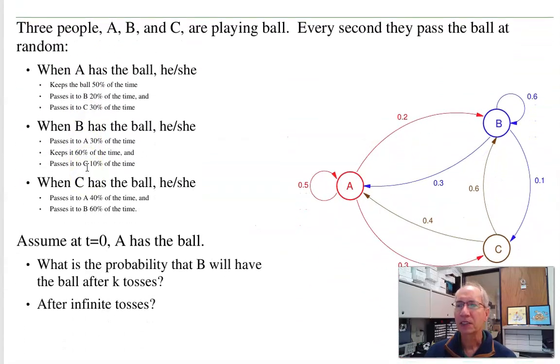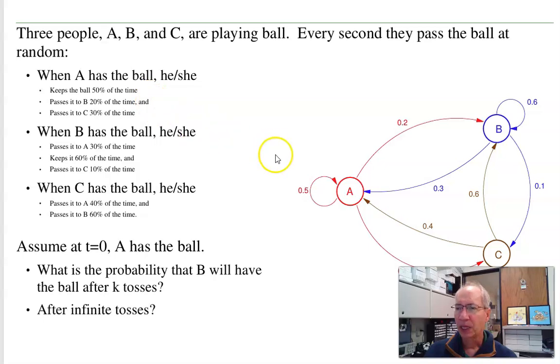So in this case, when A has the ball, A either keeps it, passes it left, or passes it right. When B has the ball, B either keeps it, passes left, or passes right, and so on for C. Now suppose at t equals 0, A has the ball. What's the probability that B will have the ball after K tosses, or after infinite number tosses? That's the type of problem solved with a Markov chain.